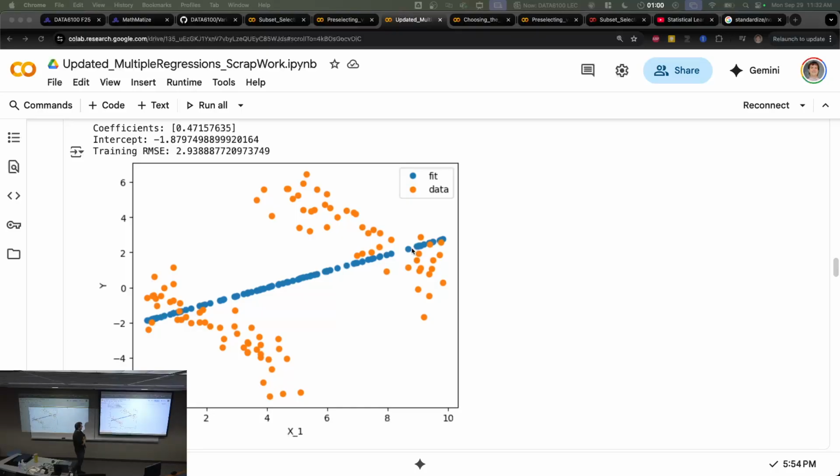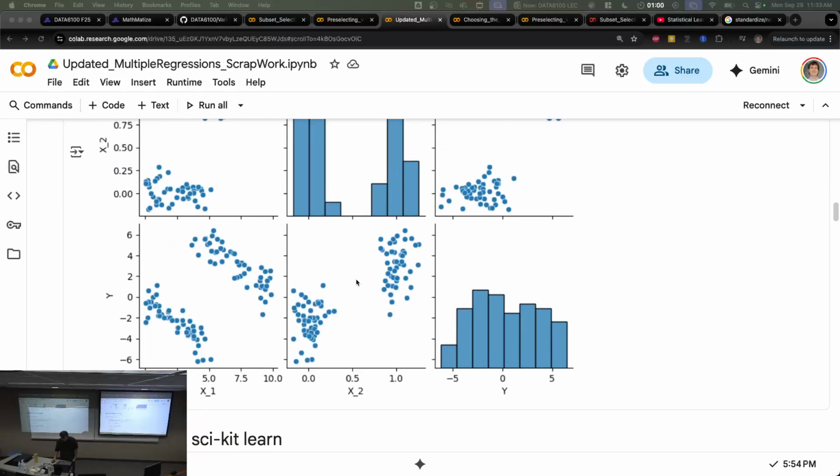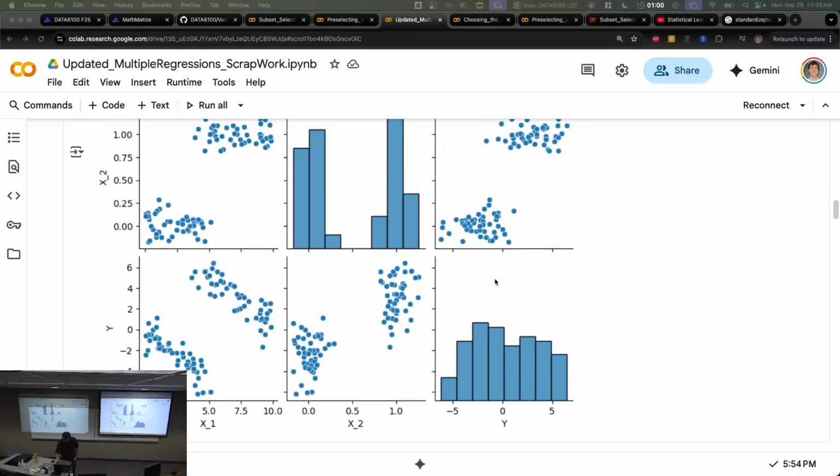Okay, so last class I said some things about this. This is sometimes called Simpson's paradox. You have the x1 and the y. This is actually a data set I made up where there is not only an x1 and a y, but there is an x1 and an x2 as well. So if we plot all of them together, this is what the actual data set looks like.